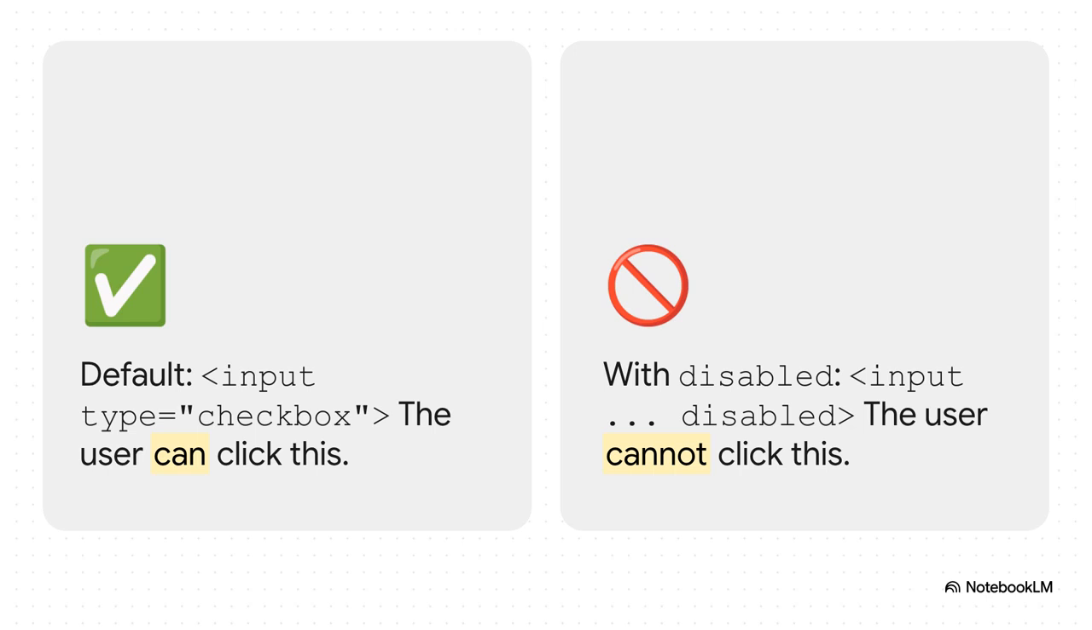Then you have these really simple ones that act like on-off switches. They're called Boolean attributes. What's weird is you don't give them a value like true or false. Nope. If the attribute is just there, it's on. If you leave it out, it's off. So by just adding disabled to this checkbox, we've turned it off and a user can't click it anymore.